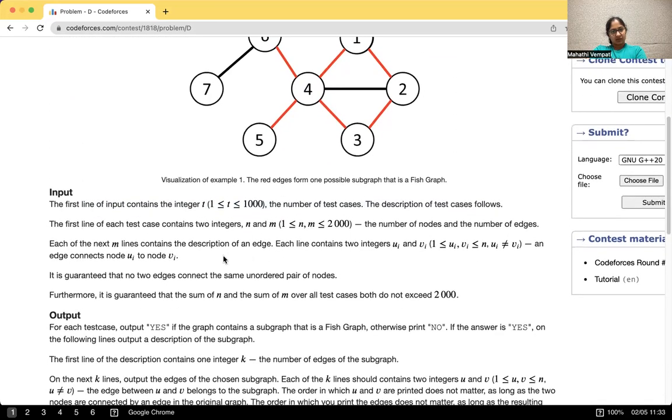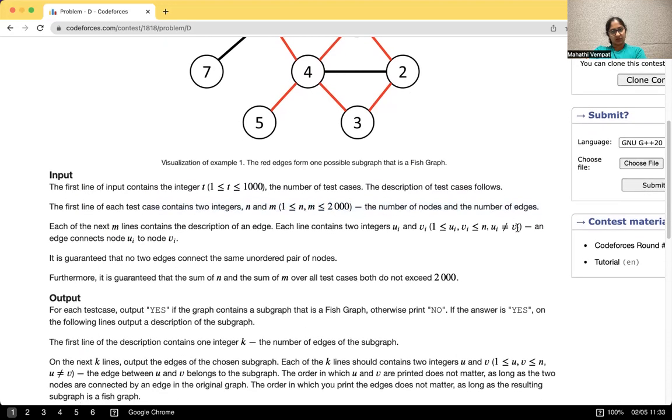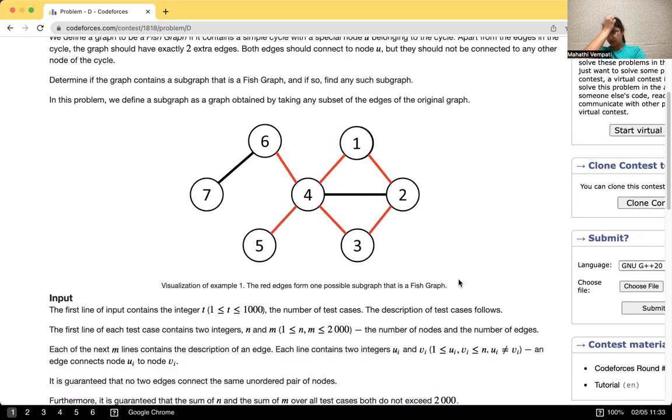Test cases, n and m up to 2000, number of nodes and number of edges. Each of the next m lines contains a description of the test case. No two edges connect the same unordered pair of nodes. The sum of n and m overall do not exceed 2000. Okay, so you can do an n square or m square solution.